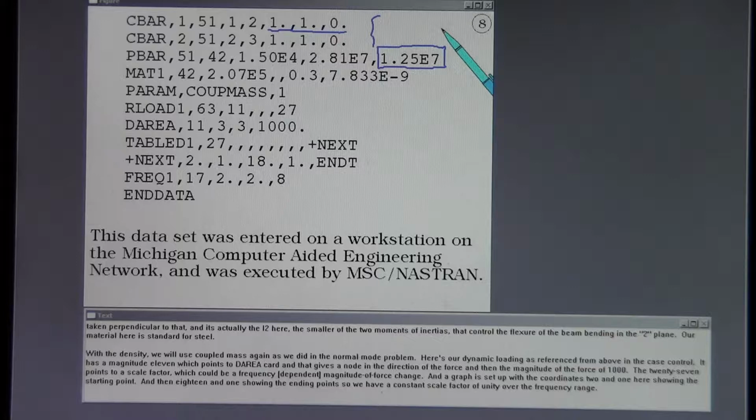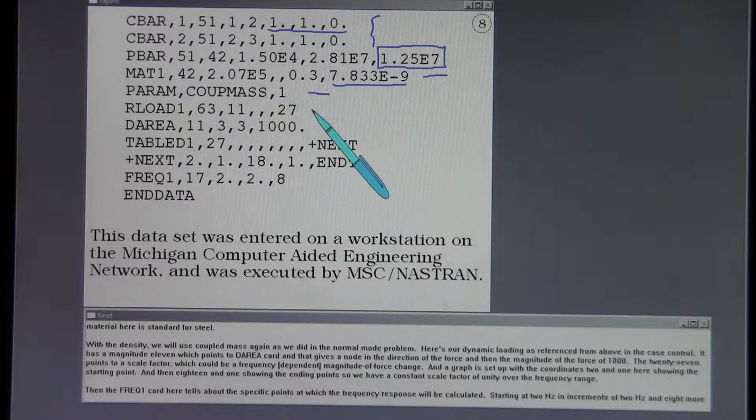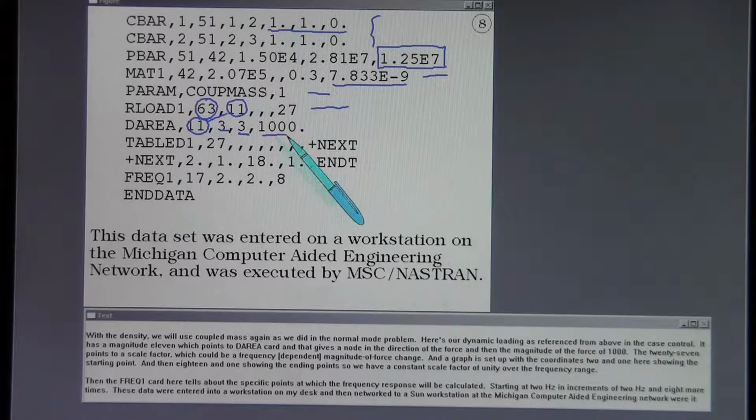Our material here is standard for steel with the density. We will use coupled mass again as we did in the normal mode problem. Here's our dynamic loading as referenced from above in the case control. It has a magnitude 11, which points to a DAREA card, and that gives a node and a direction of the force, and then the magnitude of the force of 1,000.